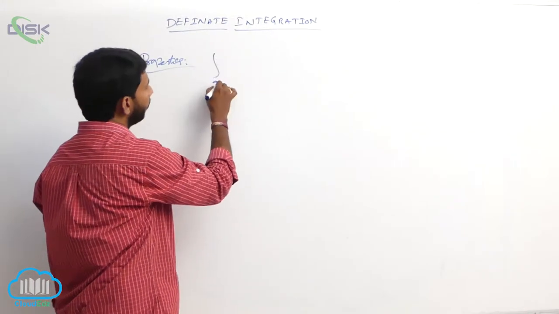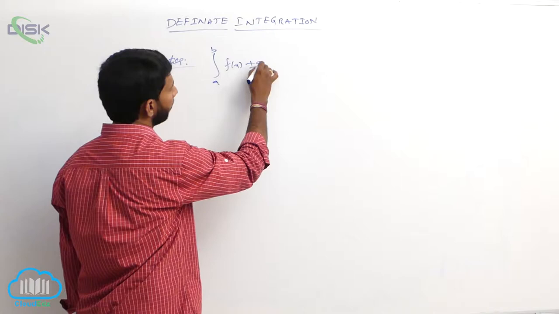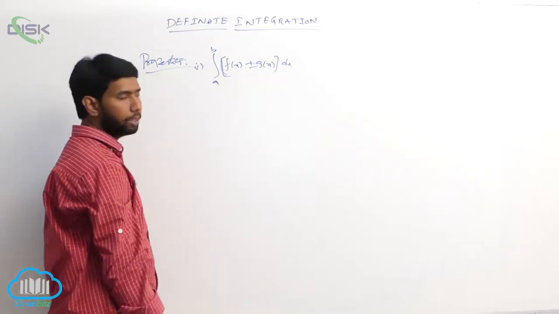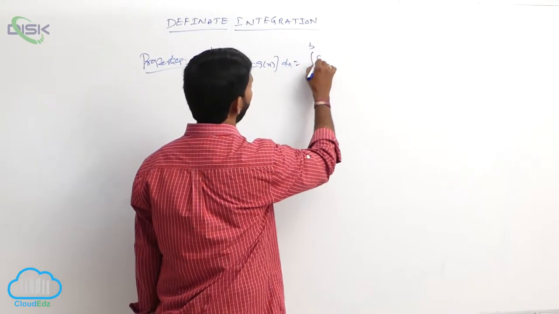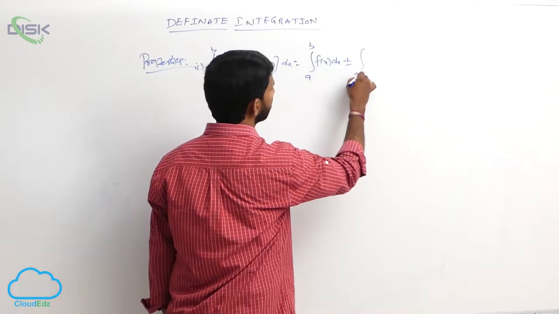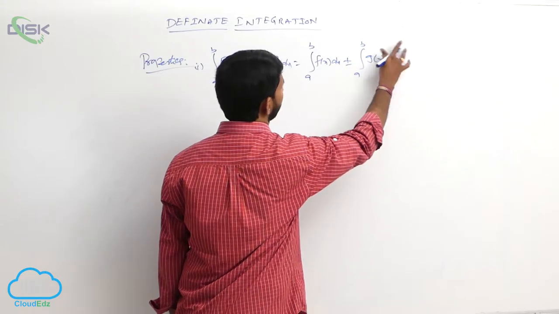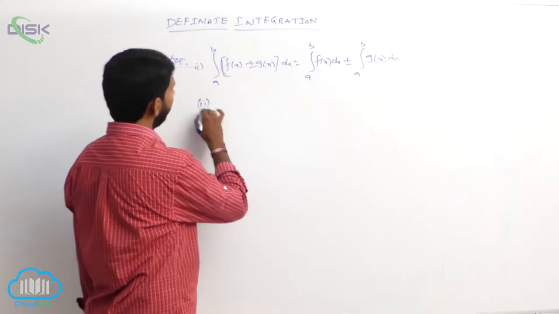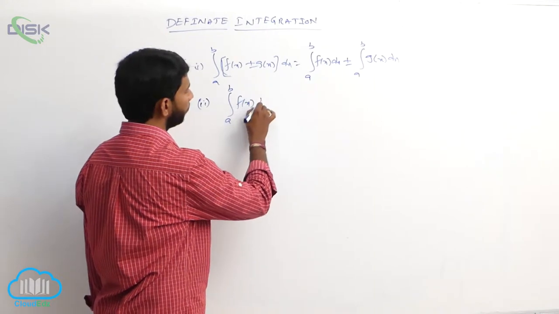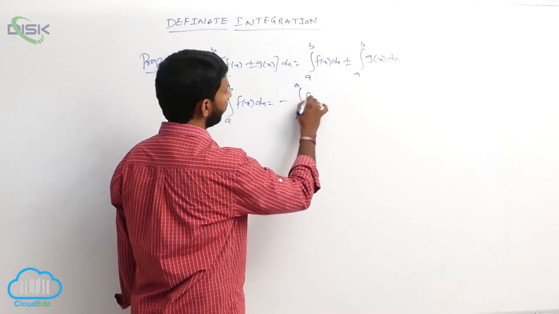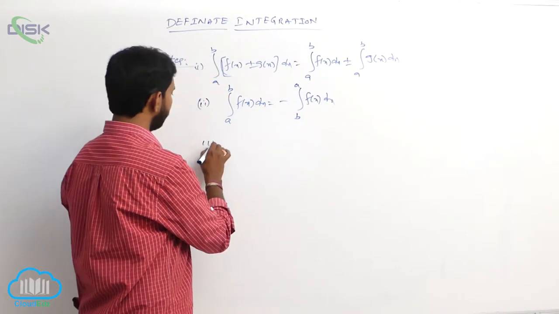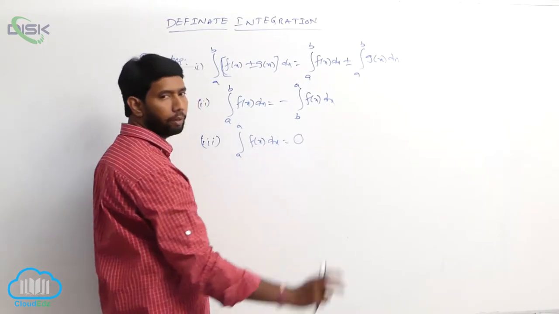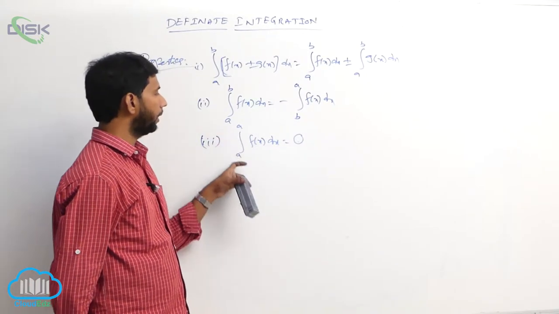Properties. The integral from a to b of f(x) plus or minus g(x) dx is equal to the integral from a to b of f(x) dx plus or minus the integral from a to b of g(x) dx. And next one, the integral from a to b of f(x) dx is equal to minus the integral from b to a of f(x) dx. And next one, the integral from a to a of f(x) dx is equal to 0, since the upper limit is equal to the lower limit, then the integral value is 0.